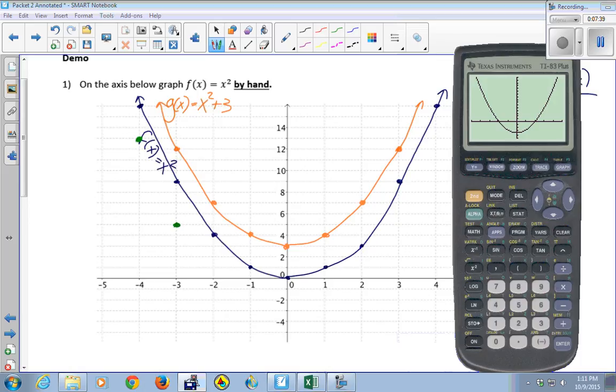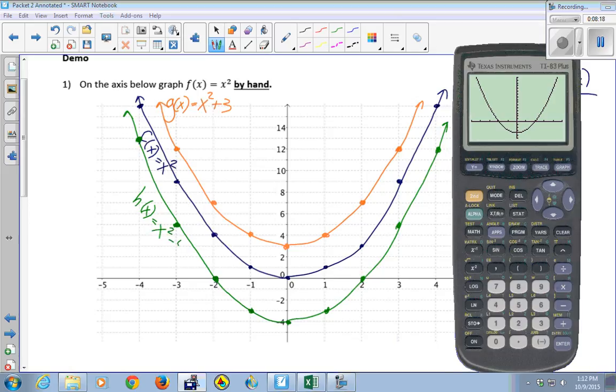-2, 4 becomes -2, 0. And -1, 1 becomes -1, -3. 0, 0 becomes 0, -4. And then these guys, I can use symmetry to just fill in the other dots because they're at the same heights. 5, 4, 12. So this is, I think I called this h of x, is x squared minus 4.